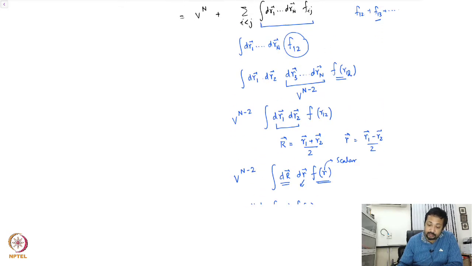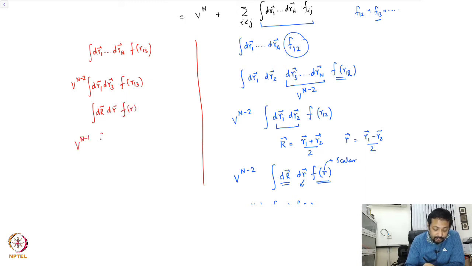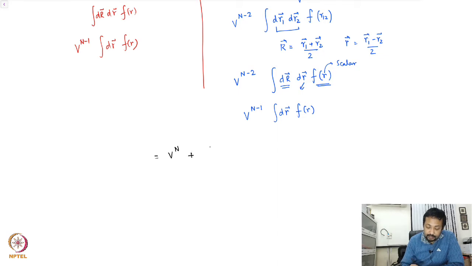If I choose f13, just very briefly I want to write down over here, I can carry forward the same argument. With f of r13, again you will see that I'll have dr1, dr3, f of r13, the integral over the rest of the coordinates is going to give you V^(n-2), and this again is going to give you the integral dr f of r, so that you are going to have V to the power n minus 1 times the integral dr f of r. So what does it mean? It essentially means that if I look at the structure, which was V to the power n plus the sum over i less than j pairs of the integral dr1 ... drn, with f of ij.